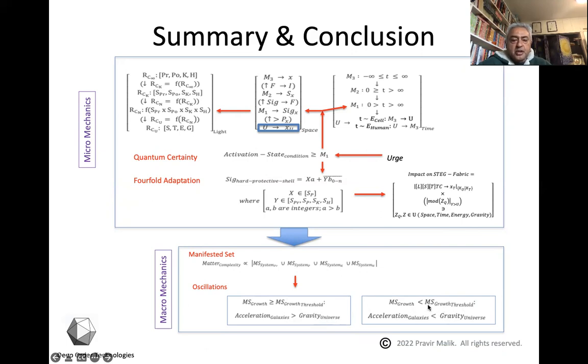Now, the conclusion here, or the corollary, is that so long as the urge for improvement or for change occurs at a deep enough level so that quantum certainty is happening, then the universe will expand unendingly. And this has to be in a case where you consider the cosmos to be a single complex adaptive system.